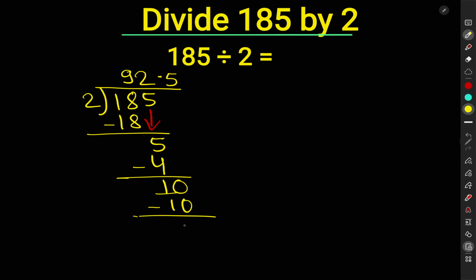On subtracting we got 0. So 185 divided by 2 we got 92.5.